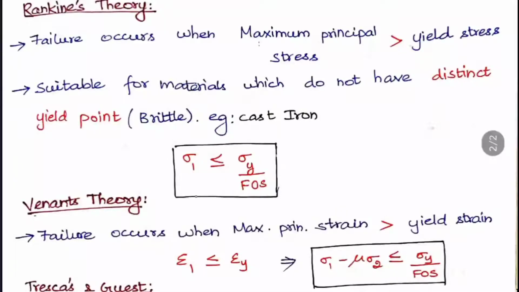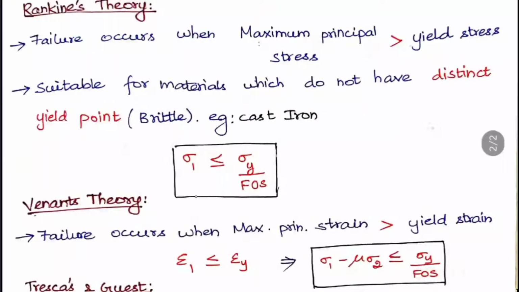So here the failure occurs when the maximum principal strain becomes greater than the yield strain of that material. Okay, so here the strain should be less than the yield strain. So it is derived as sigma 1 minus mu sigma 2 less than or equal to sigma y by factor of safety.